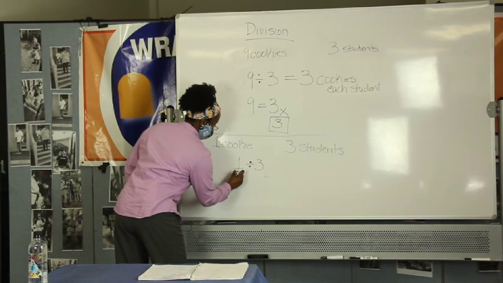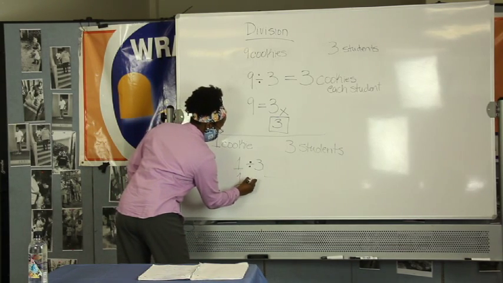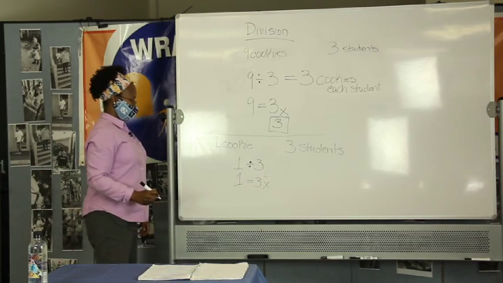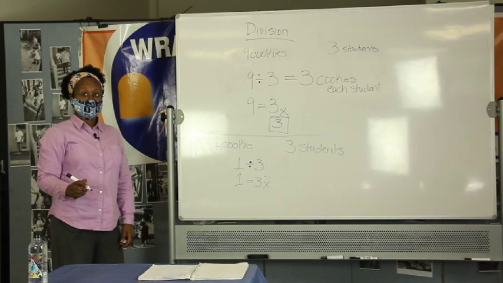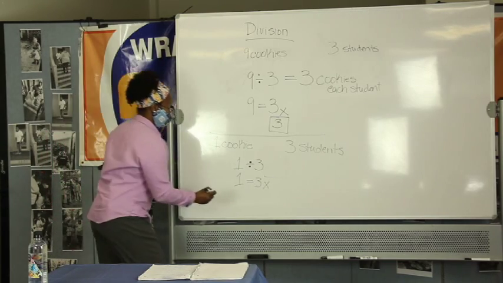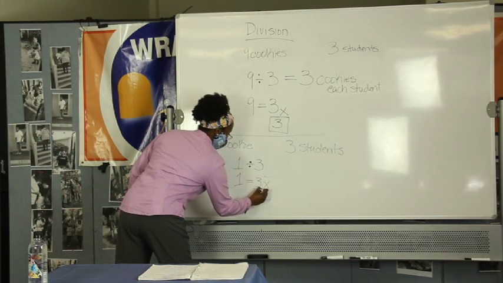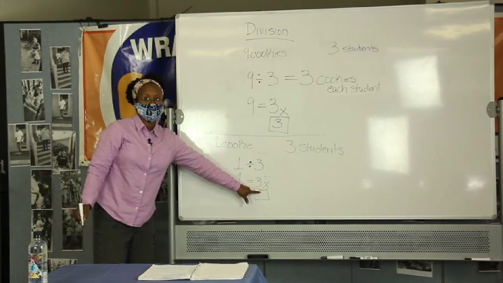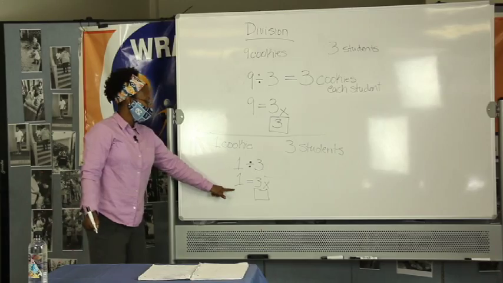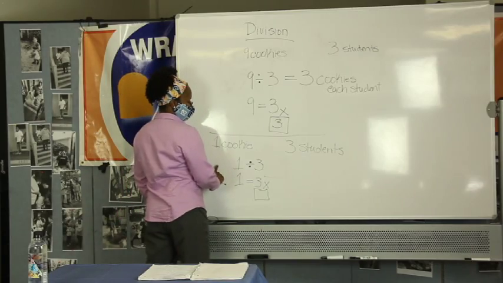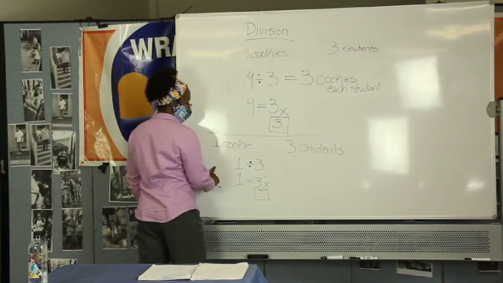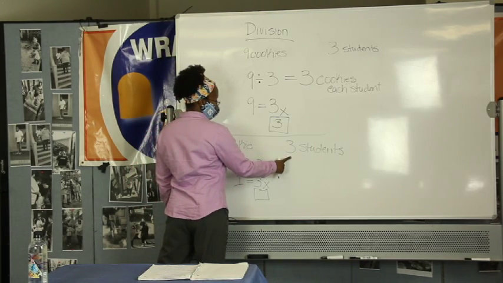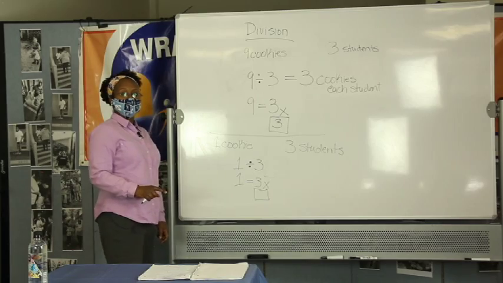Now, if we reverse it and make it multiplication, can you find a math fact that makes that true? I can't. Even if you put 1 there, it wouldn't be true. So in this situation, you need more cookies than students so that every student gets a cookie.